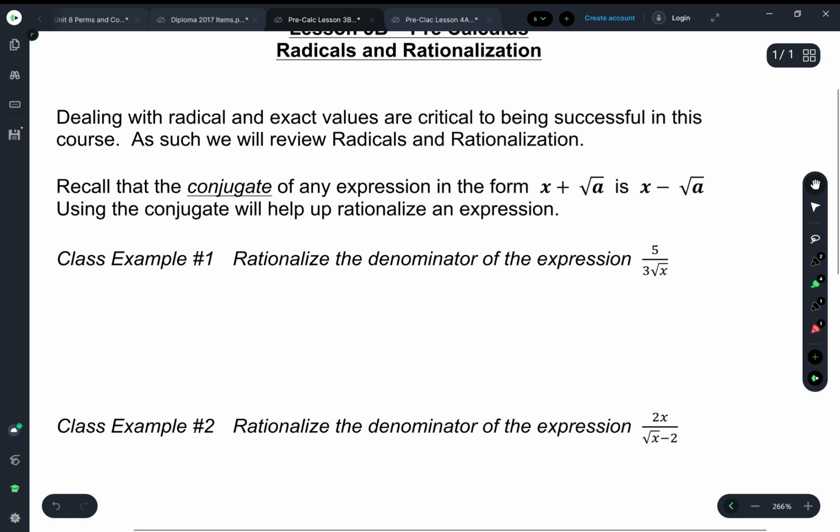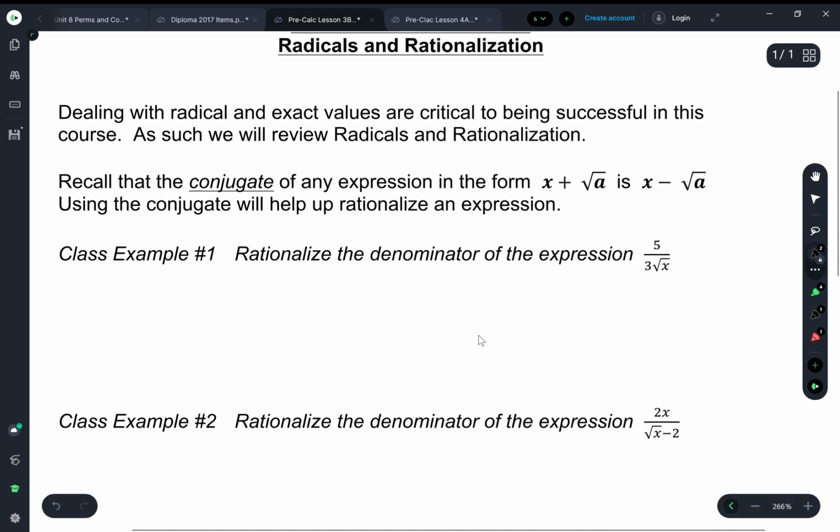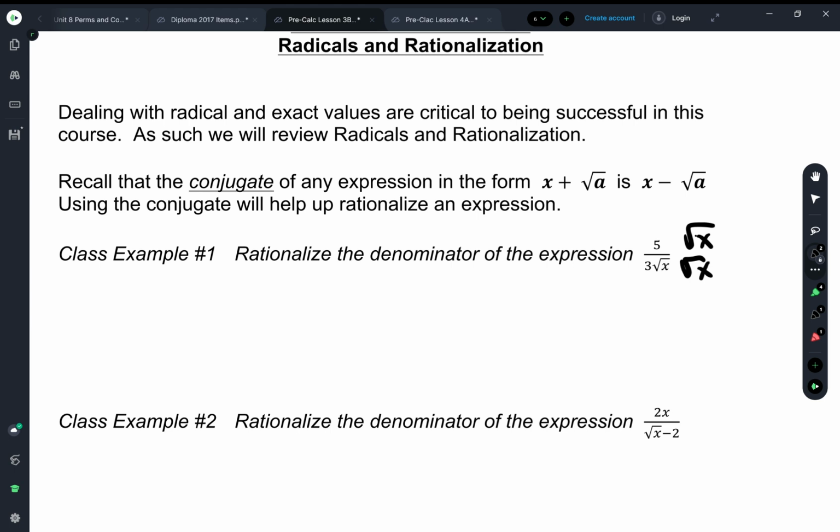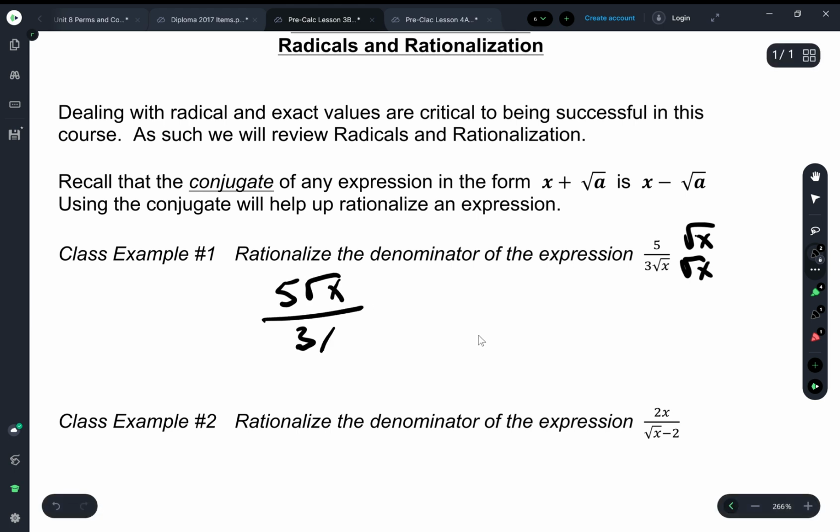So the first one is pretty straightforward. It's 3 times root x. It's a monomial, so that means it's just going to be a simple root x to top and bottom. We don't have to worry about the 3 because the 3 is not a radical. So then it would just be 5 root x, all over 3x, and that's all for that one.